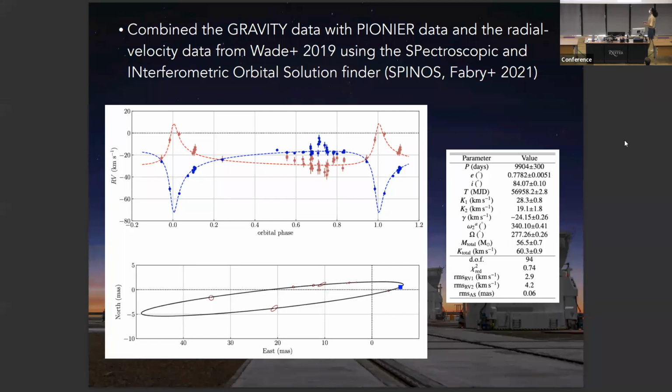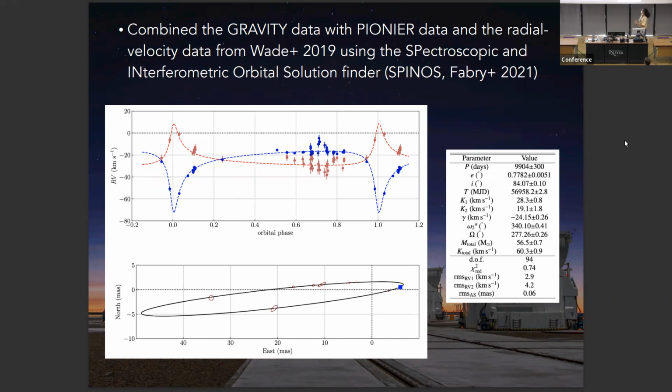So we combined our gravity data with extra data from Pioneer over some other epochs. And we also combined it with the spectroscopic data that was used in 2019 to determine that the source was a spectroscopic binary. And by using the spectroscopic and interferometric orbital solution finder, which is a nice orbital fitting tool designed by PhD student Matthias Rabi at KU Leuven, we were able to converge on an orbital solution for the data, which you can see here.